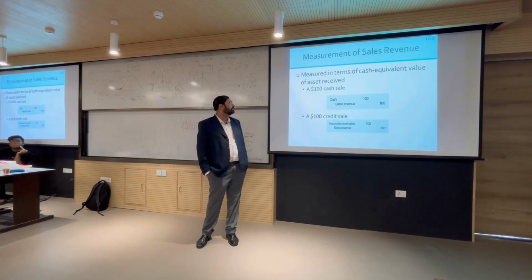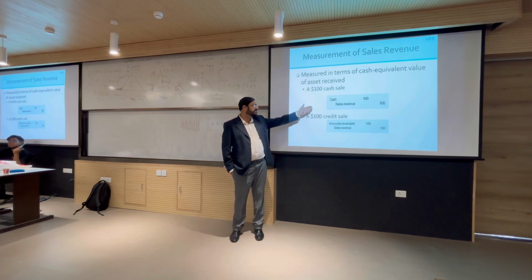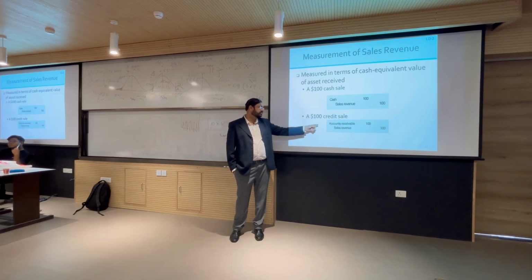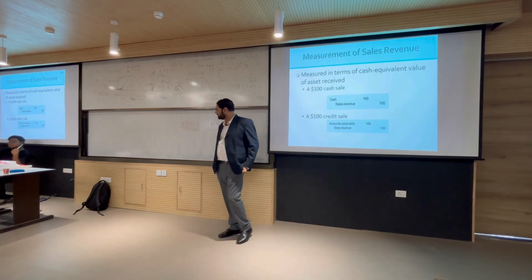So, this is simple. When we make a cash sale, what is the accounting entry? Cash debit, sales credit. When we make a credit sale, what is the entry? Accounts receivable debit, sales credit, right? Debtors to sales or AR to sales, right? Next.